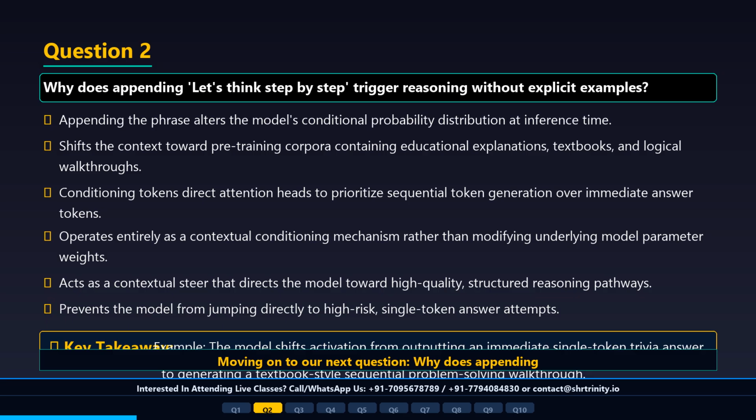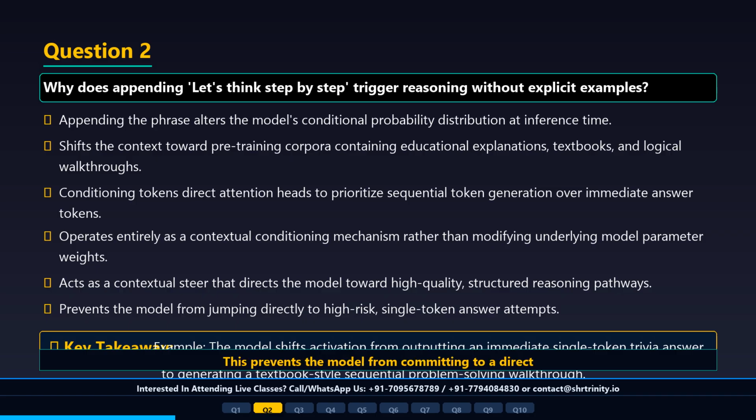Question 2. Why does appending "let's think step by step" trigger reasoning without explicit examples? Appending "let's think step by step" shifts the model's conditional probability distribution toward training data sequences that represent tutorial explanations, mathematical derivations, and logical walkthroughs. During pre-training on web corpora, phrases like step by step strongly correlate with educational textbooks, code walkthroughs, and Stack Overflow solutions. This token sequence conditions the model's attention heads to generate structured explanatory text.